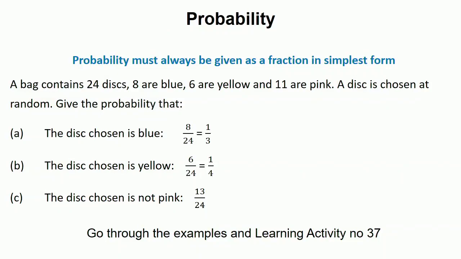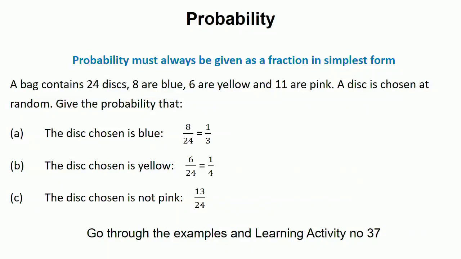Maybe it's easier to take away one of the discs. Let's say the 11. Let's make the 11 10. Rather keep the 24 discs and we make 10 pink. So there's 8 blue, 8 on 24, 8 blue on the total 24 is 1 on 3, always simplest form. Then the yellow, there's 6 yellow, 6 out of the 24, 6 goes into 24, 1 on 4. You have to give it as a fraction in simplest form.